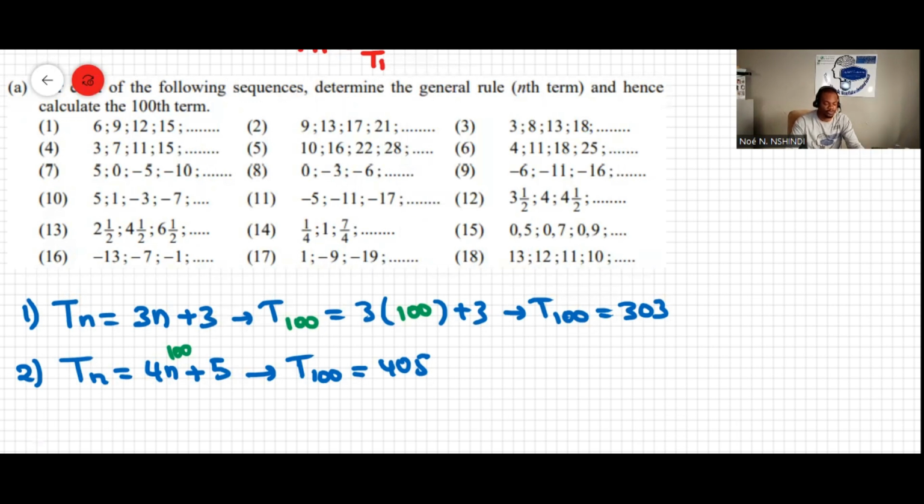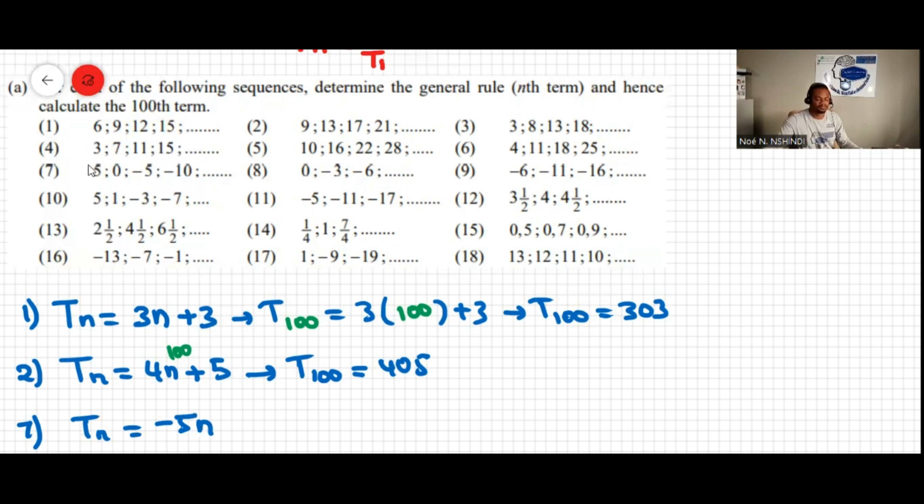Now we're going to do question 7. We can see here the pattern is decreasing: 5, 0, -5, -10, etc. So in this case, what is the constant difference? From 5 to 0, from 0 to -5. -5 is the constant difference. So I say -5n.